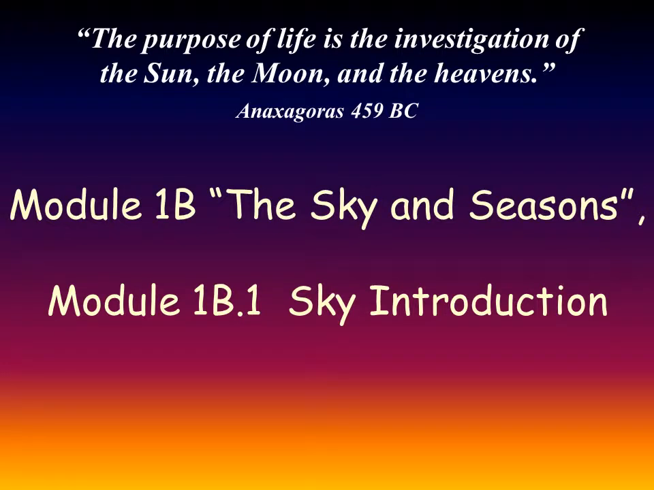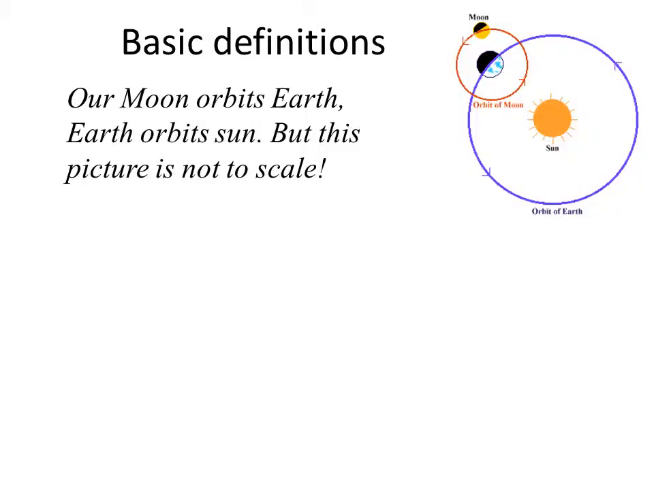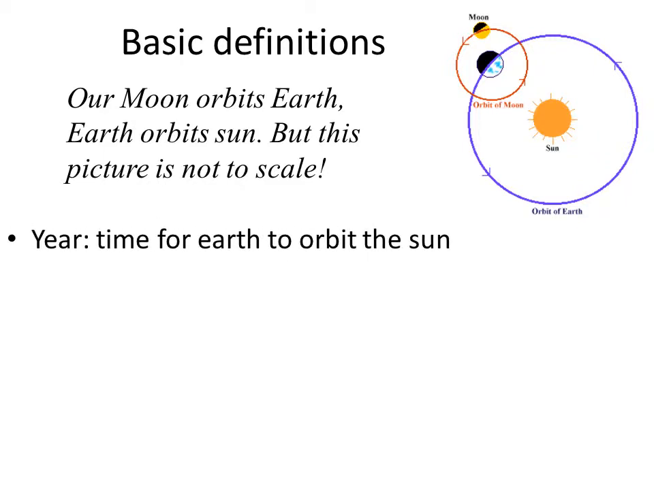In Module 1B, we're talking about the sky and the seasons, and in this section, we're going to talk about the sky. So this is an introduction. Some basic definitions with this very not to scale picture here, just to make sure you know the moon orbits around the Earth, and the Earth orbits around the sun.